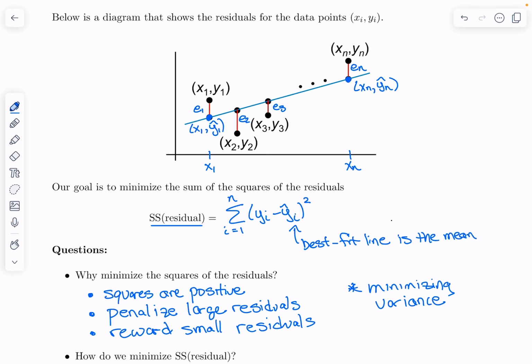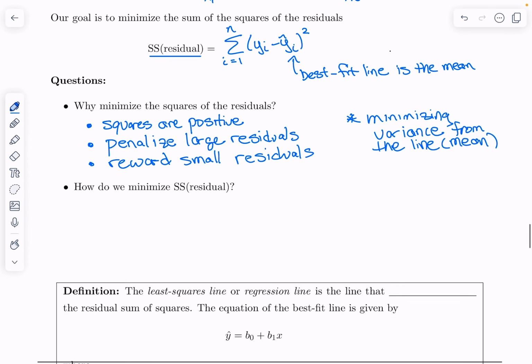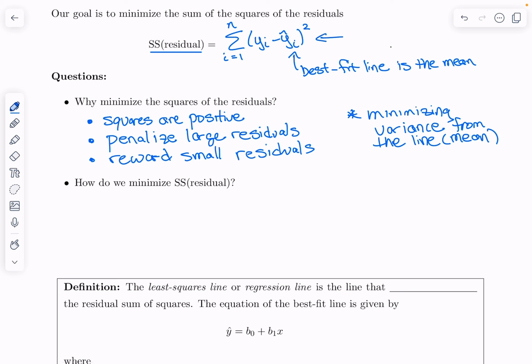Okay, so we're taking each data point, we're subtracting the mean, and we're squaring it. That sounds like a variance calculation. So this line that you see here represents the mean, and our goal is to minimize variance from the line. And of course, the line represents, in this case, the mean. Now, how do we actually minimize this quantity? We have this sum, and I want to know how do I minimize that quantity?